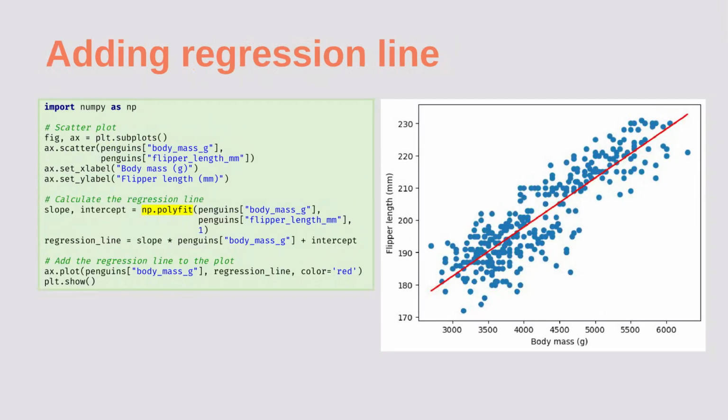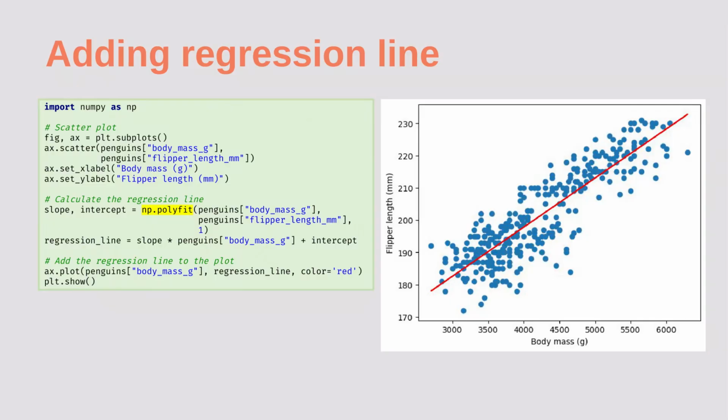Now let's add a regression line to the scatter plot. This is a bit more advanced as we need to compute the regression line. First, we make the scatter plot as usual. Then we compute the regression line. We use numpy's polyfit function to perform a linear regression between the penguin's body mass and flipper length, fitting a straight line to the data. The 1 indicates a first-degree polynomial, which is a straight line, and the function returns a slope and intercept of that line. These values can be used to predict the flipper length based on the body mass.